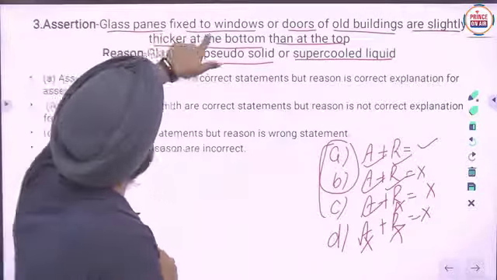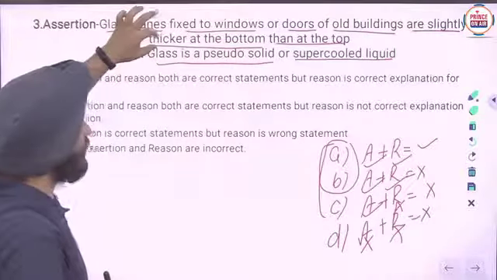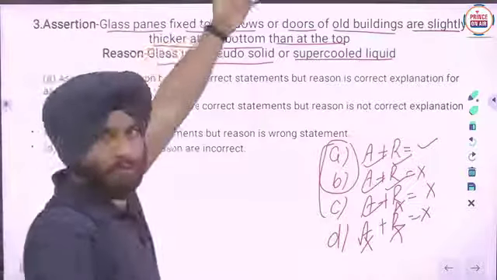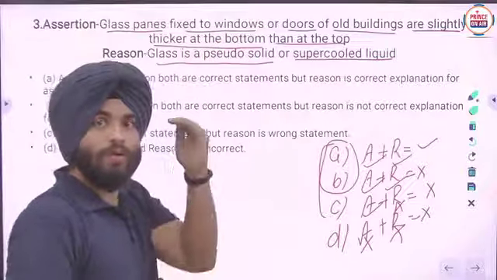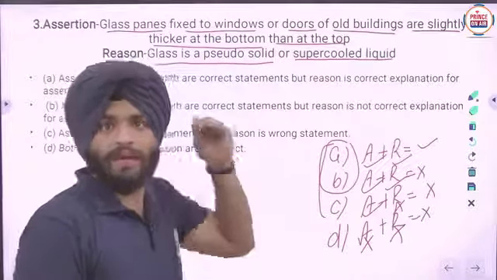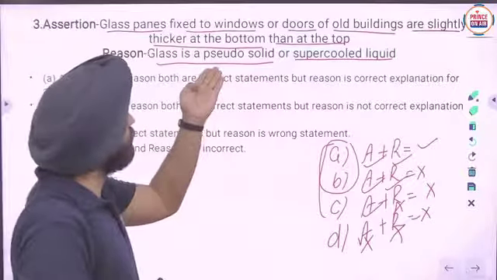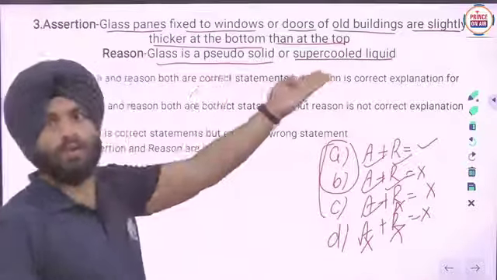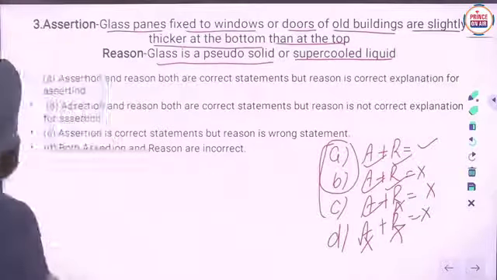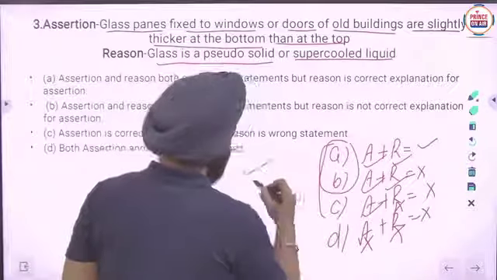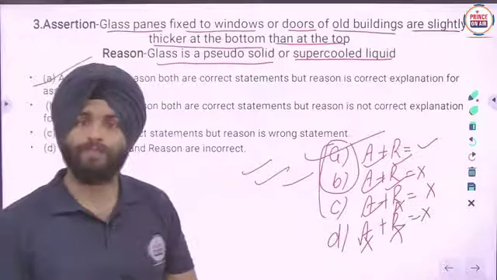Glass panes fixed at the windows and doors of old buildings are slightly thicker at the bottom and thinner at the top. Why is it so? Because it can flow easily, and it can flow easily due to its nature as a pseudo solid or supercooled liquid. So both statements are interconnected with each other. In this way we got both correct, which is option A. Answer will be A here.